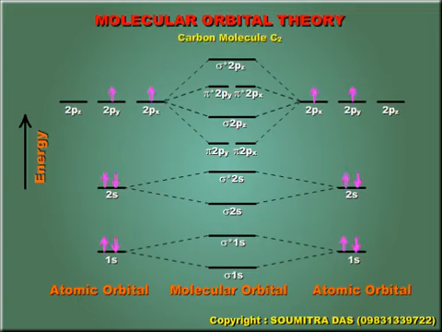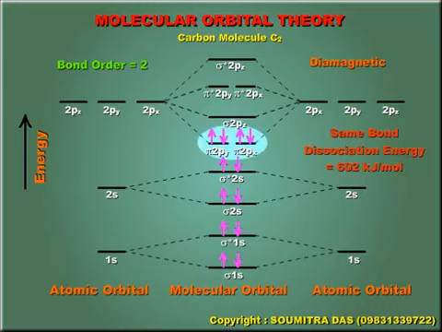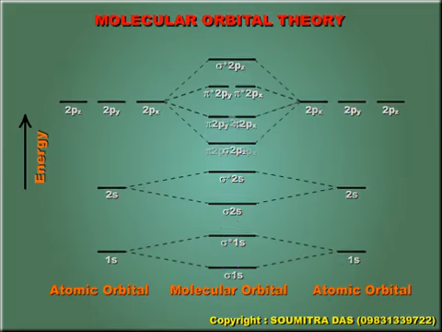For carbon, which has atomic number 6, the filling up of molecular orbitals is like this. The bond order is 2 and it is diamagnetic. The double bond of the C2 molecule, which exists in the vapor phase, seems to be of two pi bonds with the same bond dissociation energy. This is supported by the molecular orbital theory.